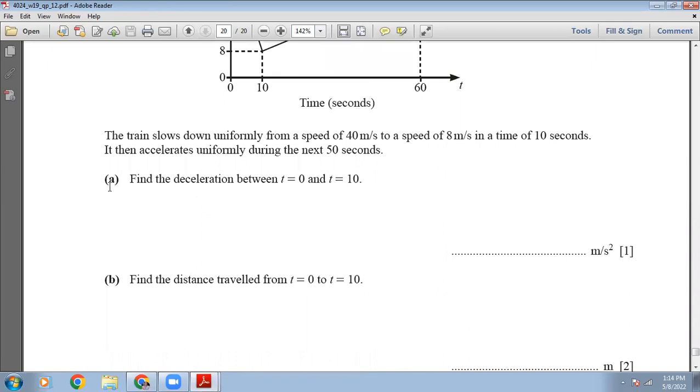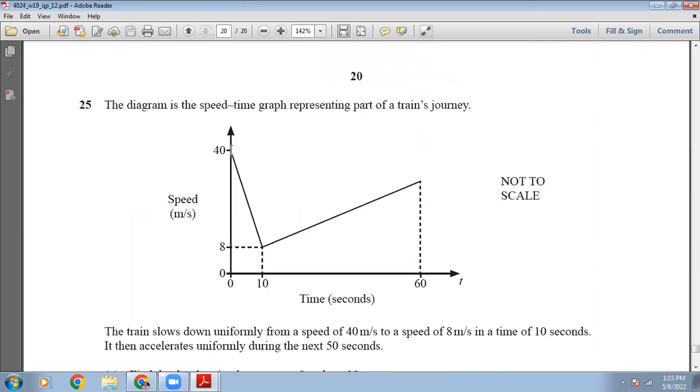In question number A, the train slows down uniformly from a speed of 40 meters per second to a speed of 8 meters per second in a time of 10 seconds. It then accelerates uniformly during the next 50 seconds. Find the deceleration between T0 and T10. So T0 to T10, this is the line. I will find the gradient of this line, and that will be equal to the deceleration.